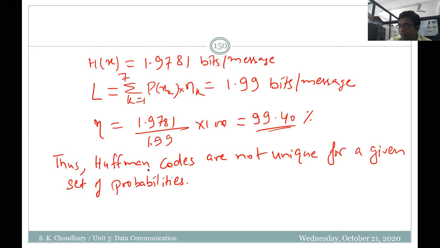Okay. Now we end unit number 3 at this point and move to the next unit, that is unit number 4.